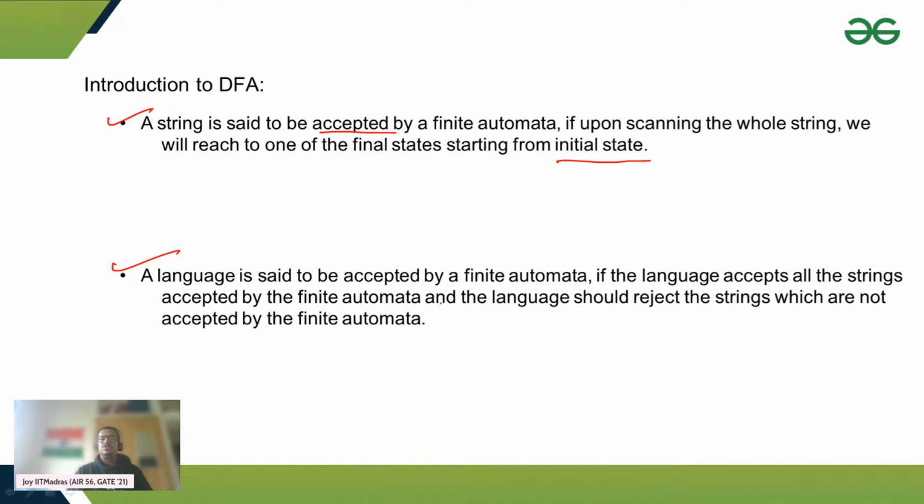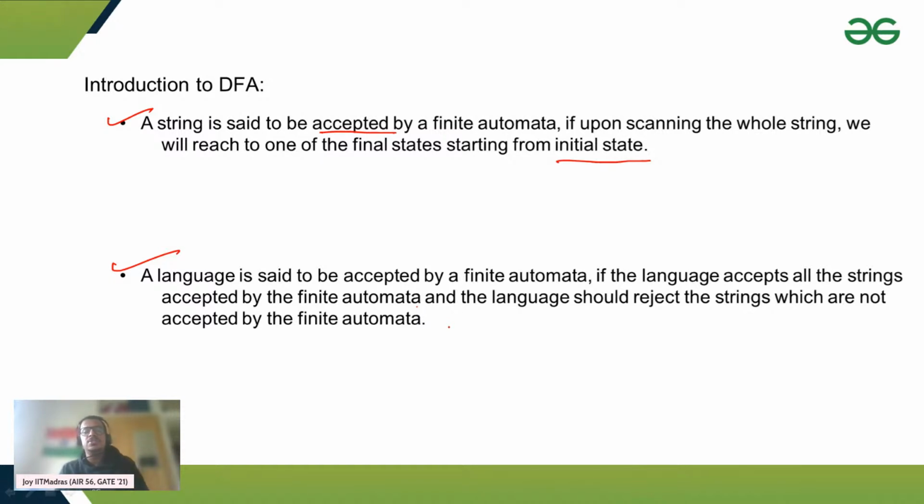A language is said to be accepted by a finite automata if the language accepts all the strings which are accepted by the finite automata, and the language should reject the strings which are not accepted by the finite automata. So you can say that the finite automata and the language should be equivalent to each other. If a string is being accepted by the finite automata, that string should be in the language.